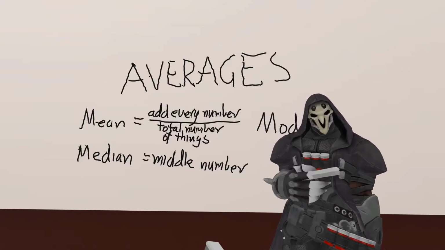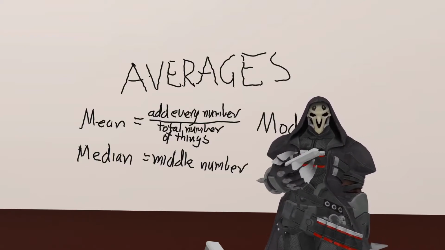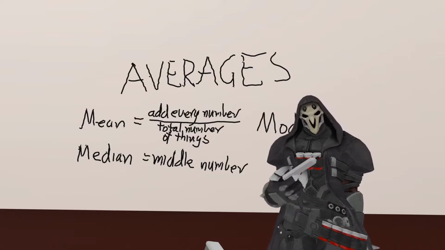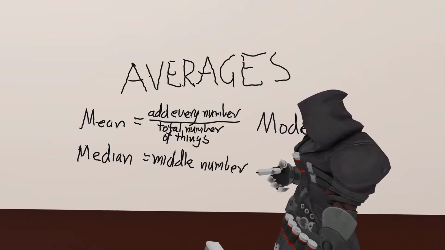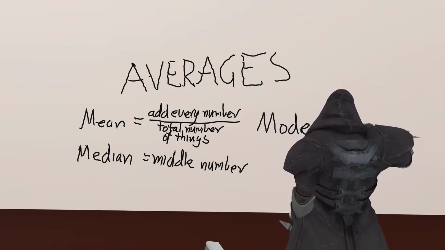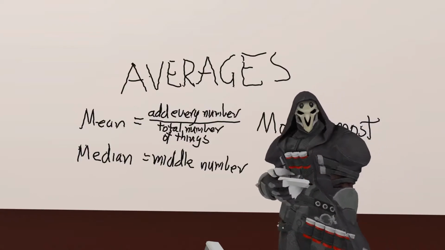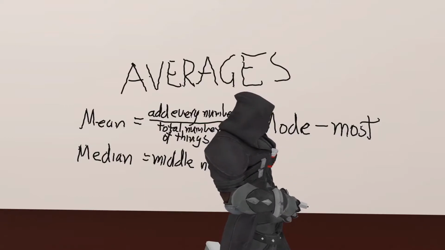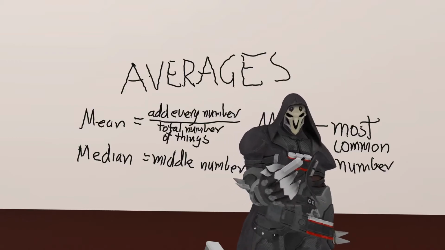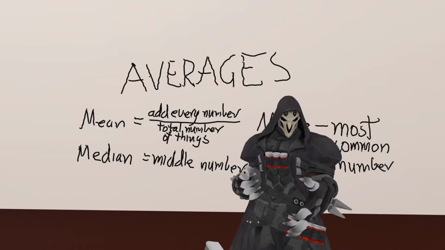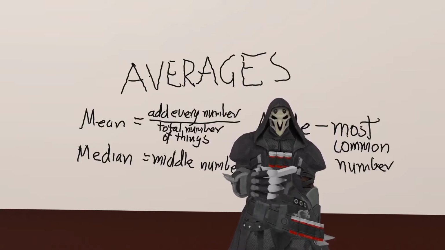The last average we're going to look at is the mode. And the way I remember mode is mode and most both have an MO at the start and both say the sound mo. Let's write that formula here. Mode is most common number.